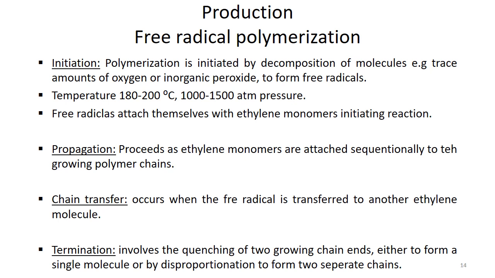During propagation, ethylene monomers attach sequentially to the growing polymer chain. The next step is chain transfer. It occurs when a free radical is transferred to another ethylene molecule, thereby terminating the growth of one chain and beginning another. In the end, termination involves the quenching of two growing chain ends, either to form a single molecule or, by a disproportionation reaction, to form two separate chains.